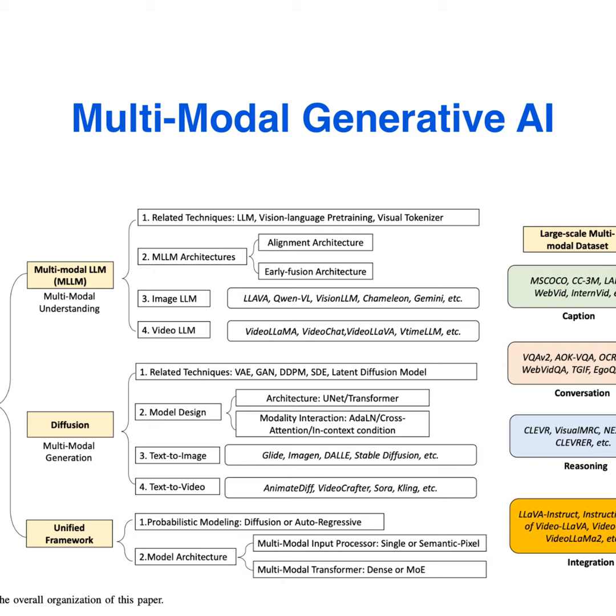Remember those alignment modules we talked about for MLLMs? Similar ideas are being used to bridge the gap between LMs and diffusion models. So instead of the LLM just giving the diffusion model basic text prompts, it's giving it richer information, a combination of words and visual concepts. Exactly. It allows for more nuanced control over the generation process.